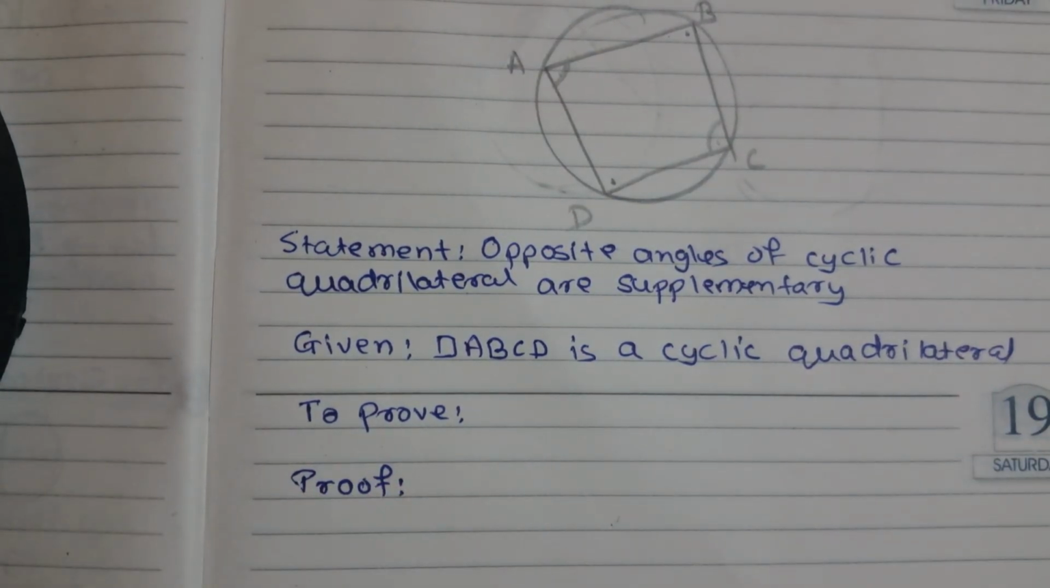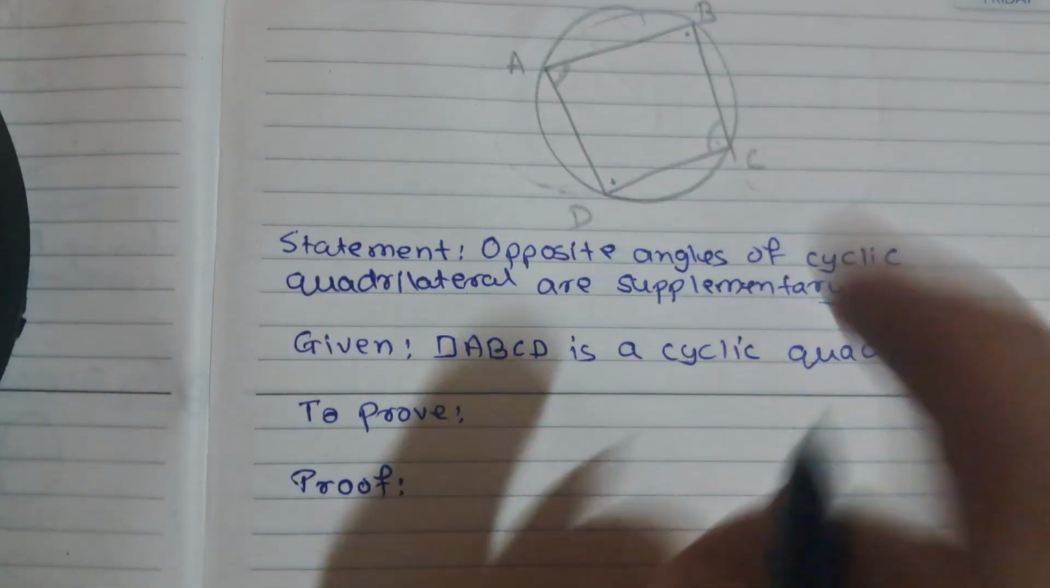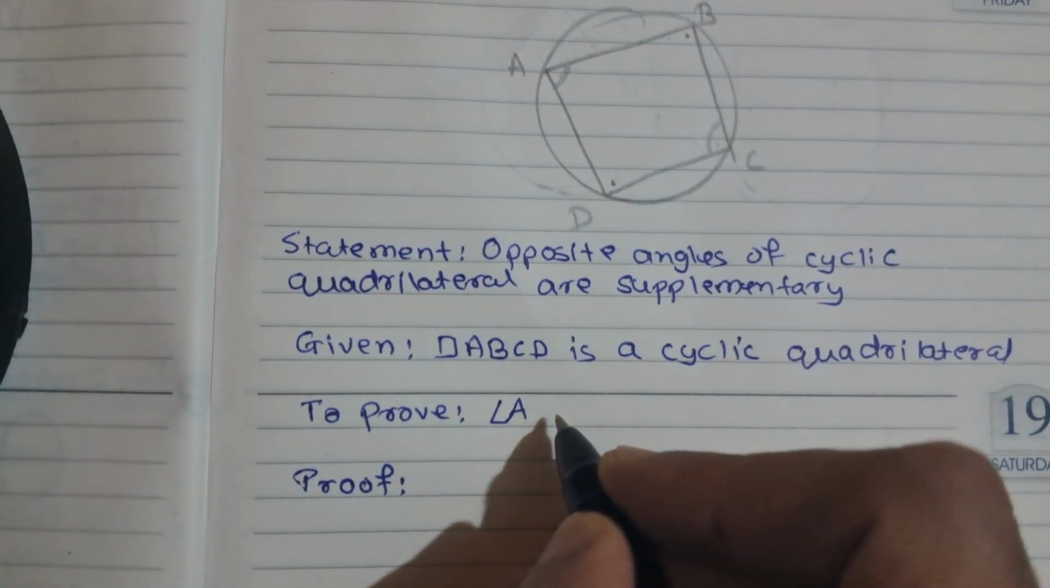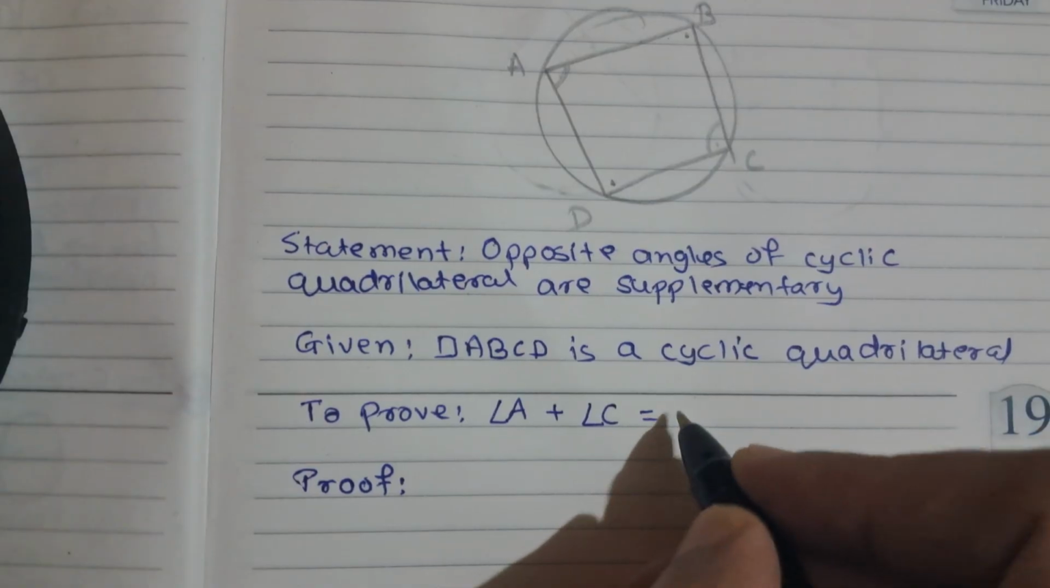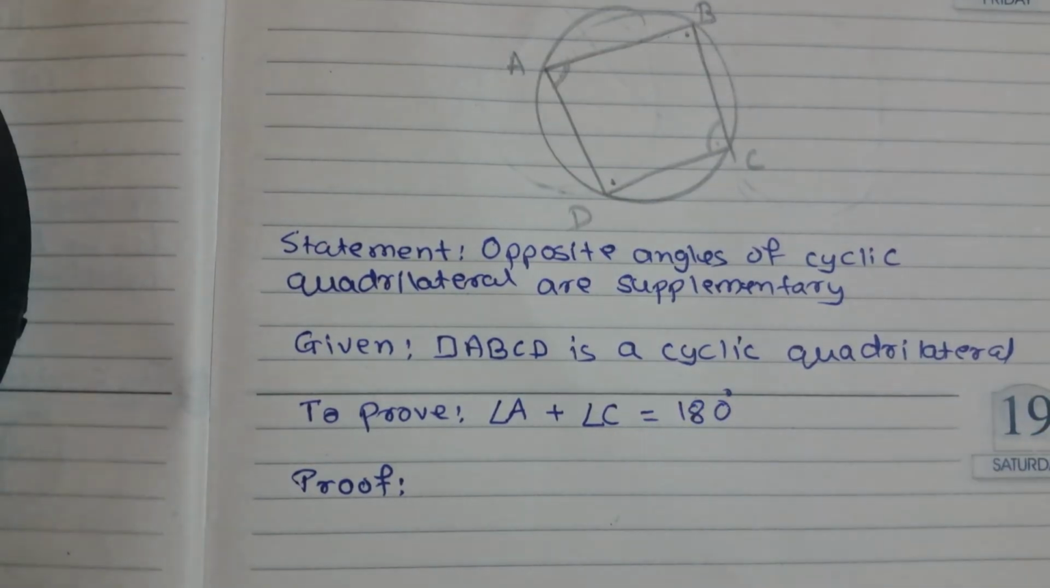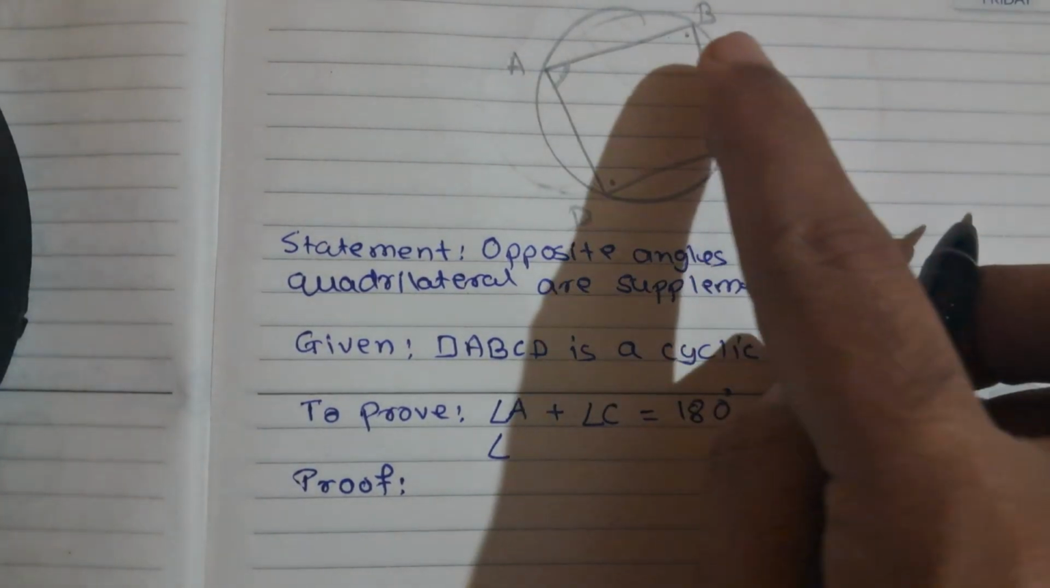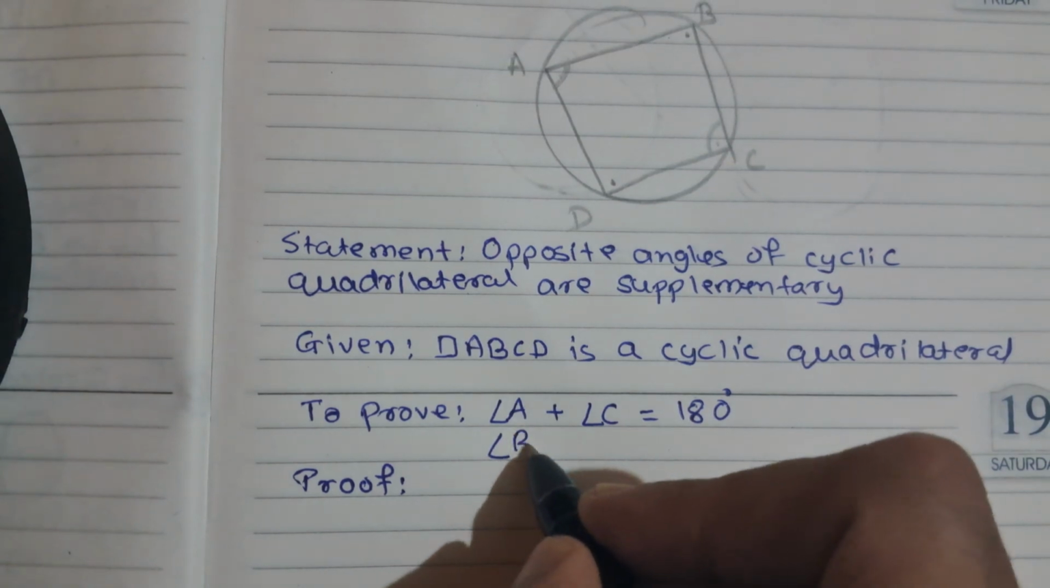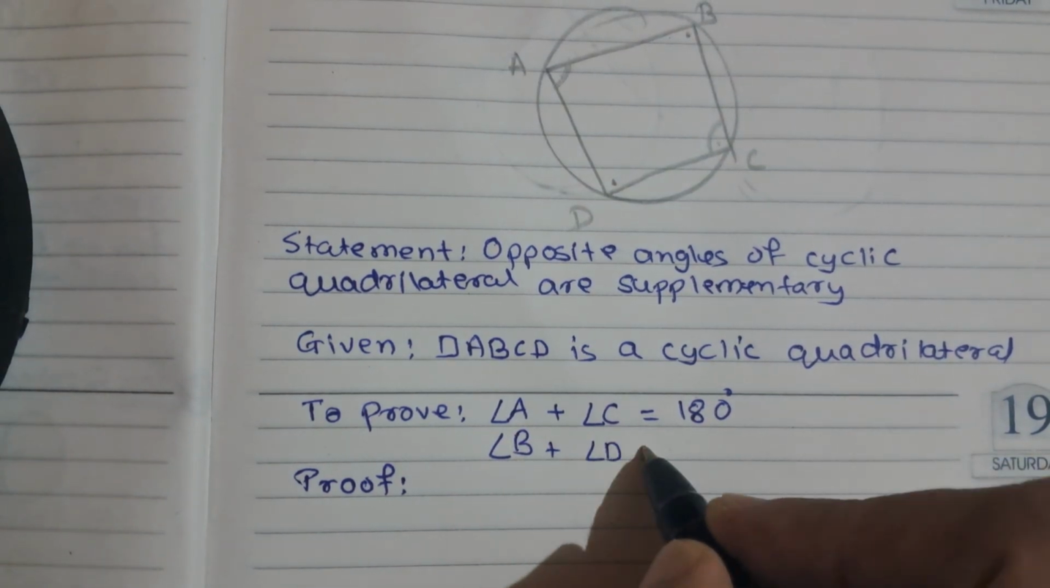And what do I need to prove? I need to prove opposite angles are supplementary, right? That means I need to prove angle A plus angle C is 180 degrees. Similarly, I need to prove the opposite angles B and D are also 180 degrees. Angle B plus angle D is equal to 180 degrees.